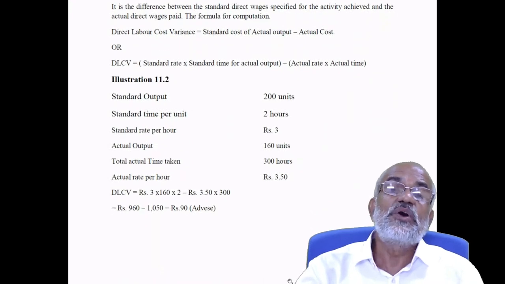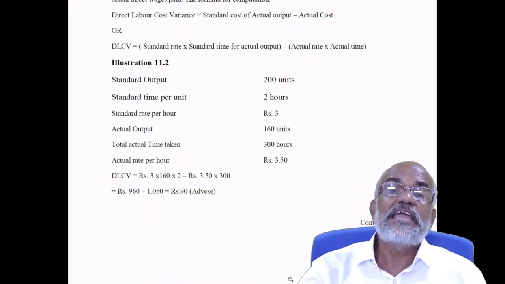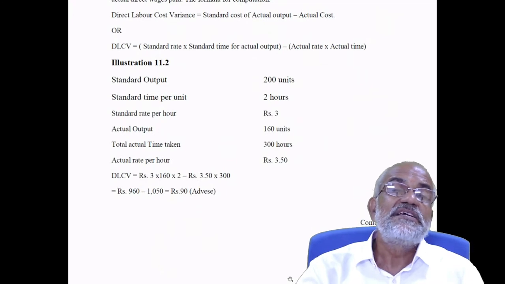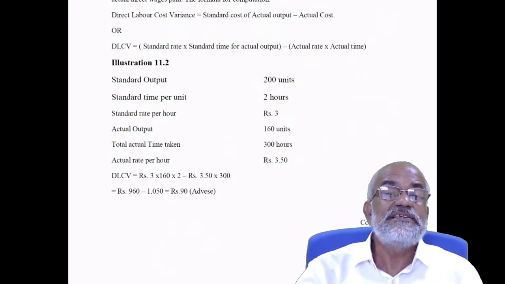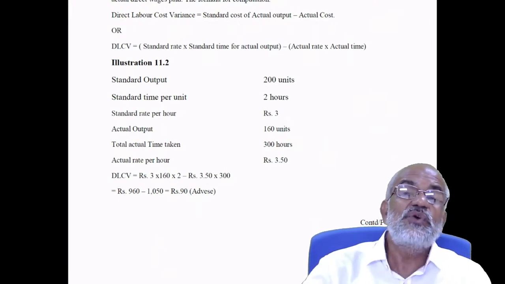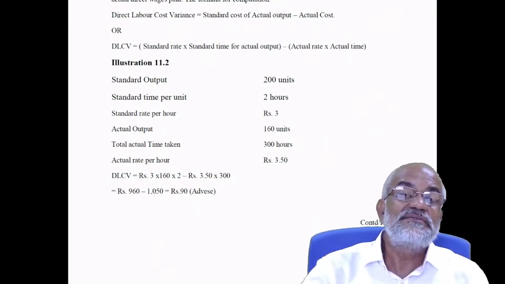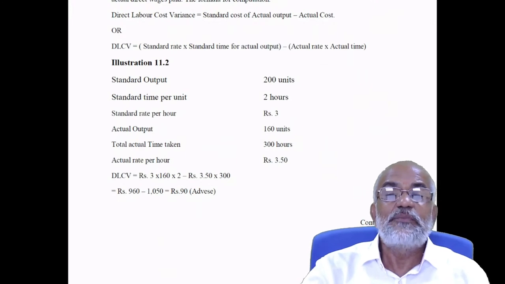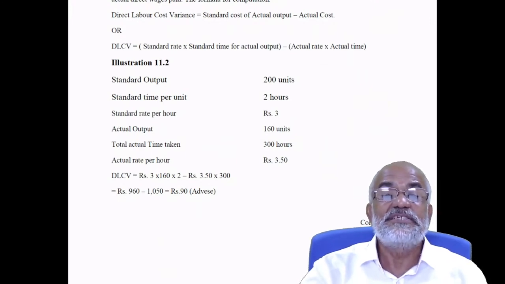From the following example, let us see how the direct labor cost variance has to be calculated. Standard output is 200 units. Standard time per unit is 2 hours. Standard rate per hour is rupees 3. Actual output is 160 units, and the total actual time taken is 300 hours. Actual rate per hour is rupees 350.